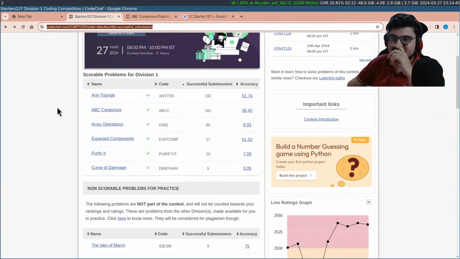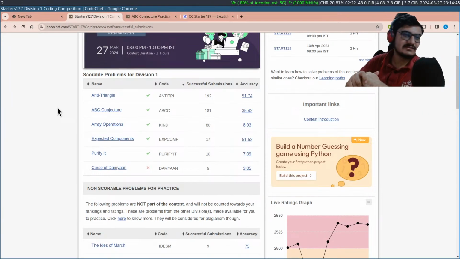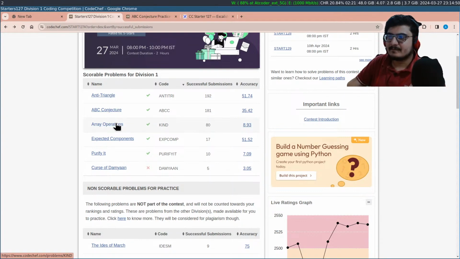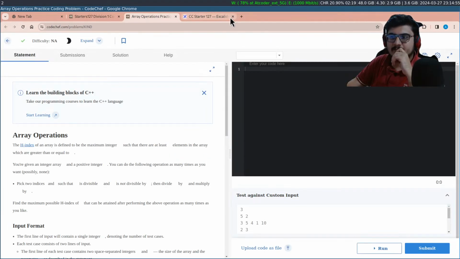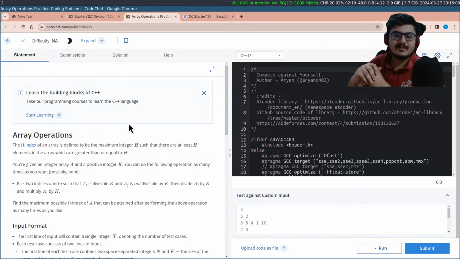Okay, moving to the next problem. I think no one has doubt in this. If there are some, I can answer. Okay, let's move to the next problem then.